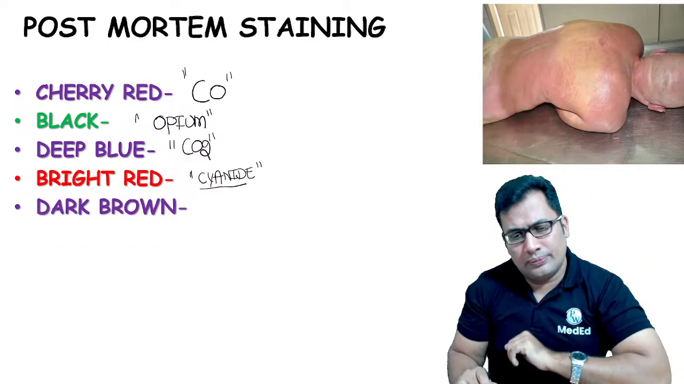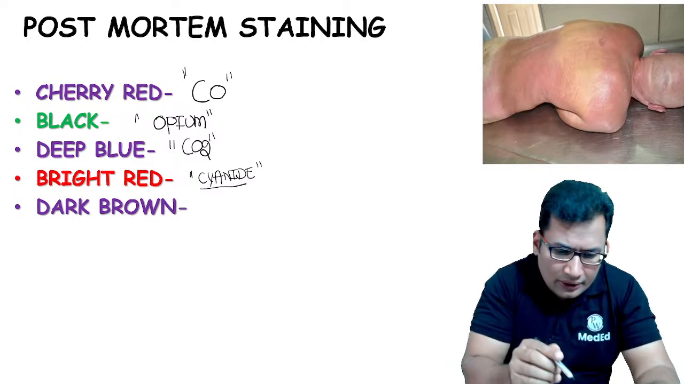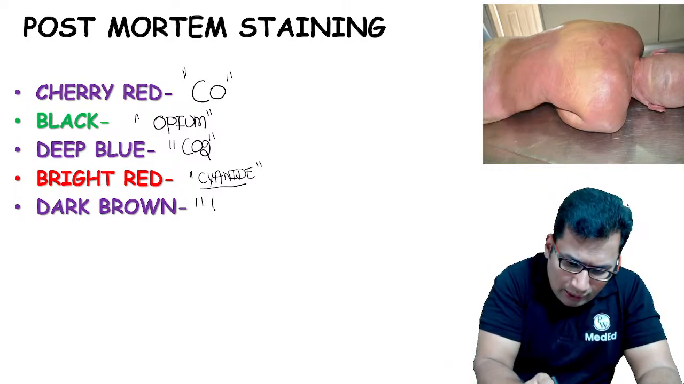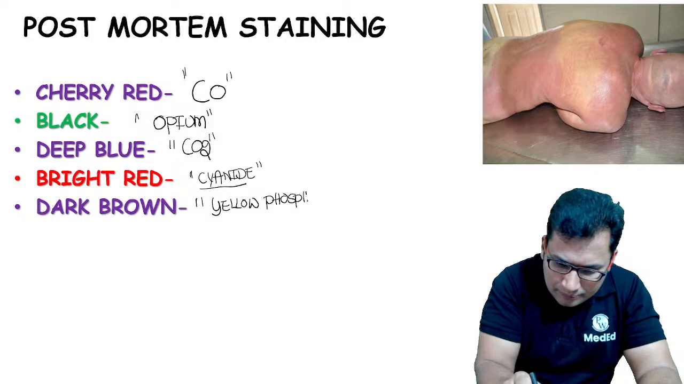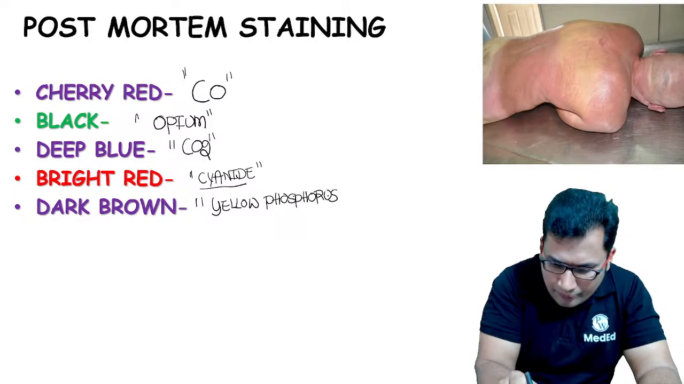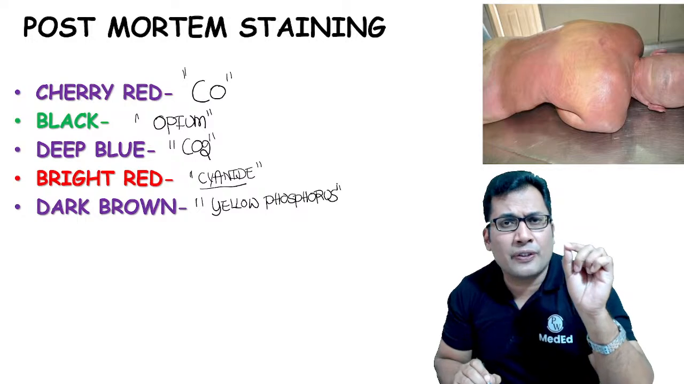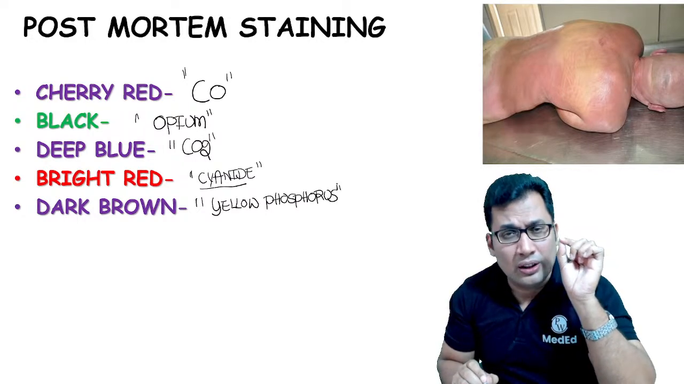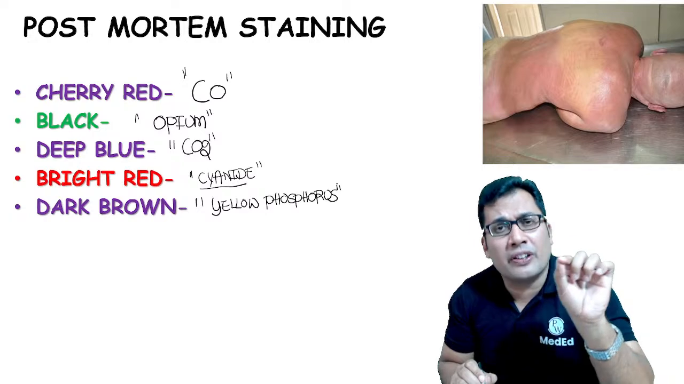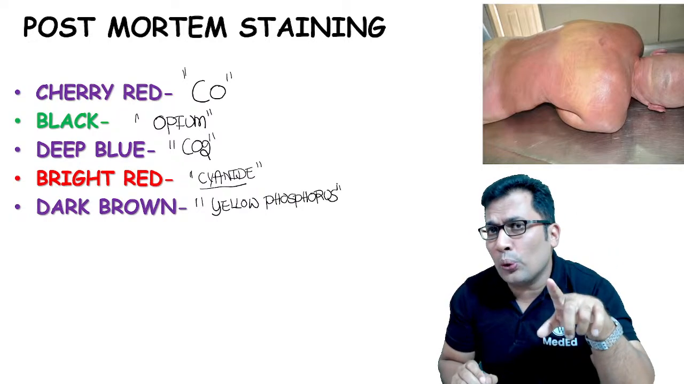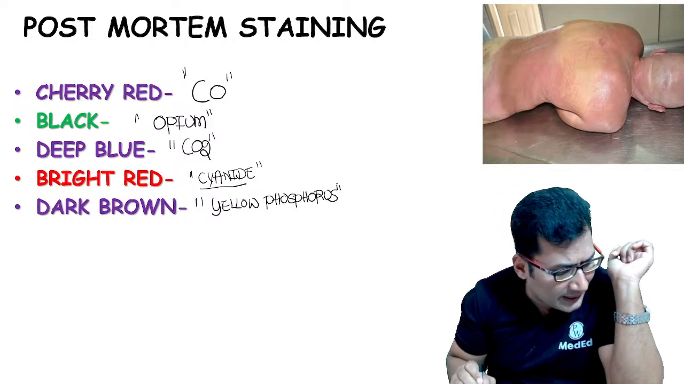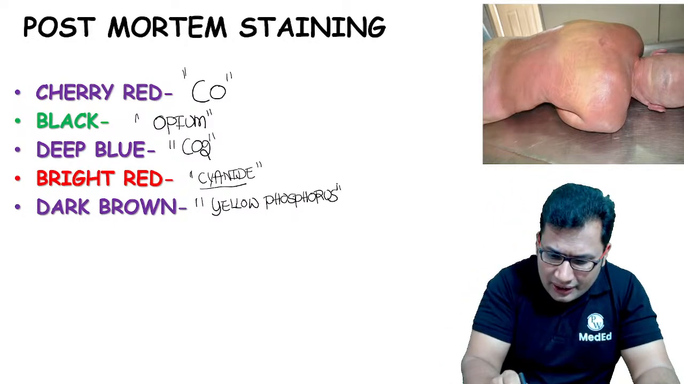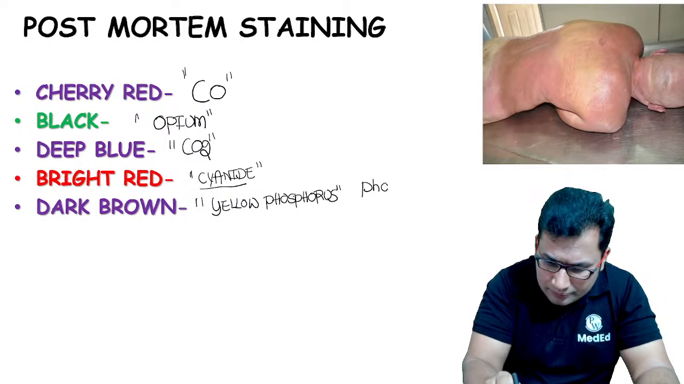Dark brown in color. In which condition is it dark brown? Your answer should be yellow phosphorus poisoning. Remember, red phosphorus is non-poisonous. Yellow phosphorus, also known as white phosphorus, can lead to a clinical condition. What is that clinical condition known as? Can anyone guess? The clinical condition is Phossy jaw.